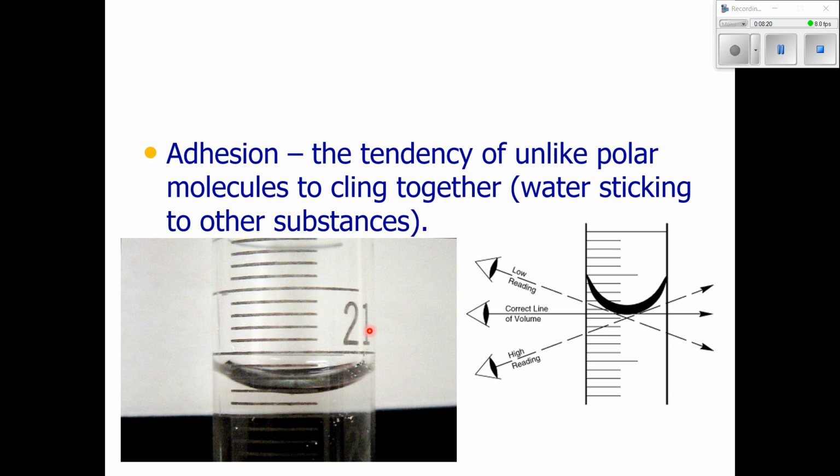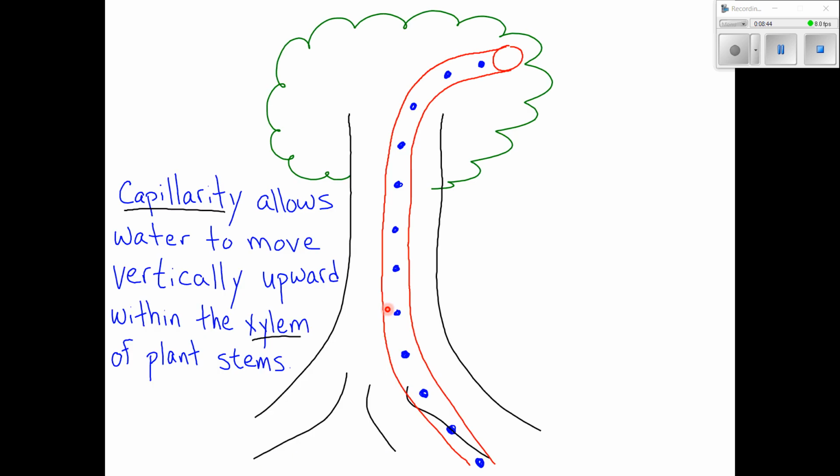And gravity can't pull that water down. But in the middle here, where the water molecules are not touching the glass, there's no adhesion. So gravity can pull that water down a little bit further. Cohesion, water sticking to water. Adhesion is water sticking to other substances, such as the side of the graduated cylinder.